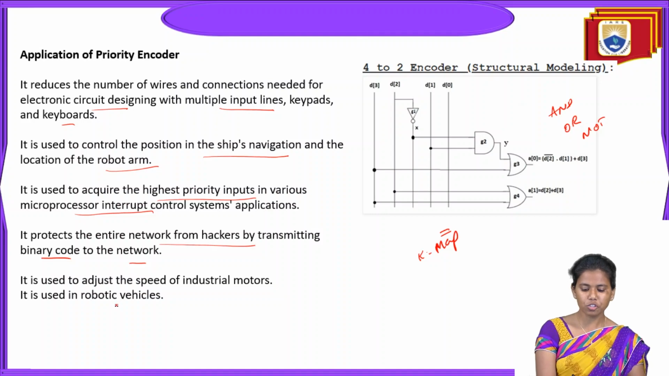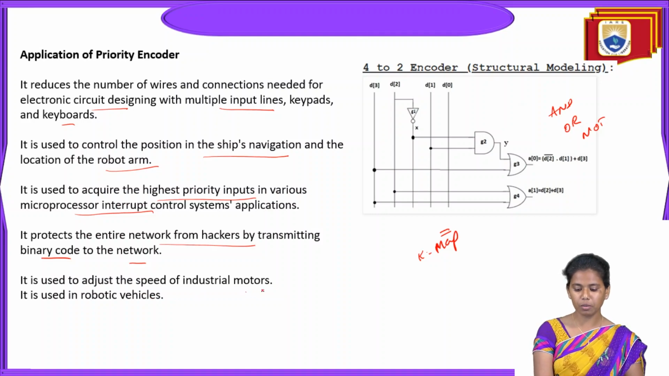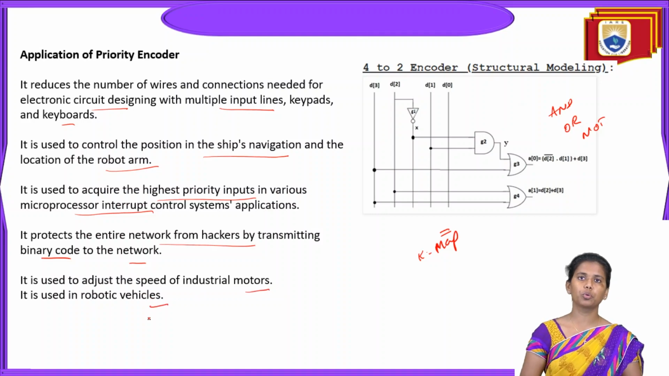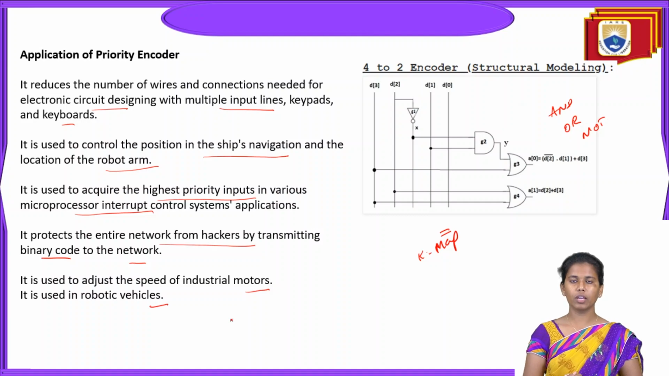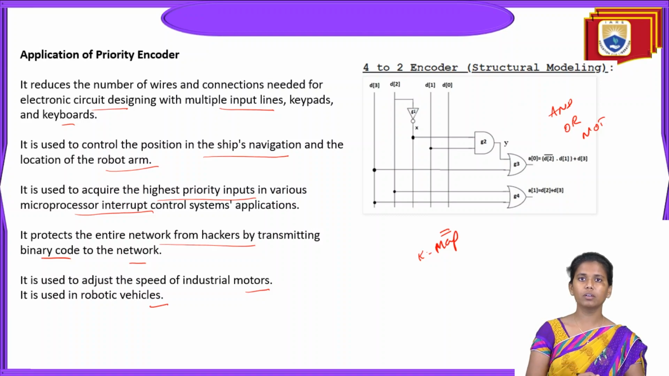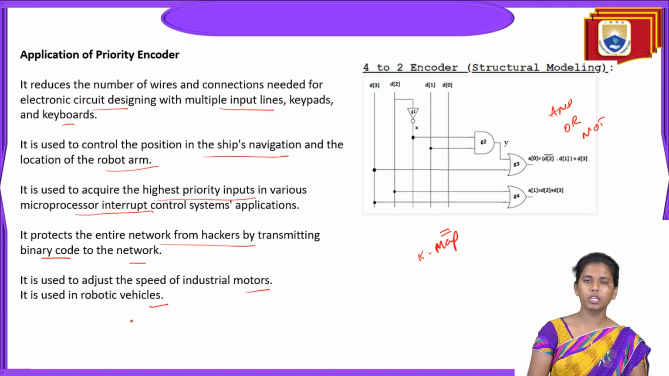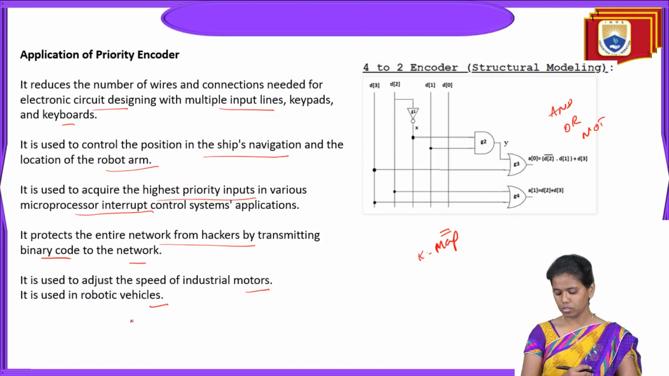Then it is used to adjust the speed of industrial motors. It is used in robotic vehicles. One more application of these encoders is in industrial motors. The speed of the motors can be reduced or controlled using these encoders. And one more example is in robotic vehicles, where we can use these encoders. So these are a few applications of the encoders.